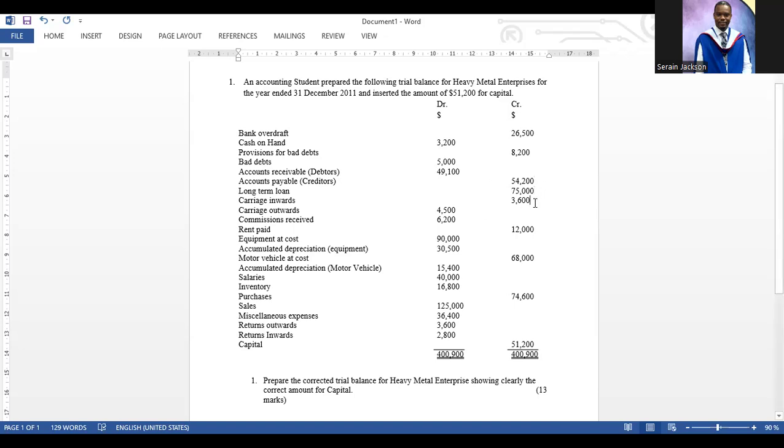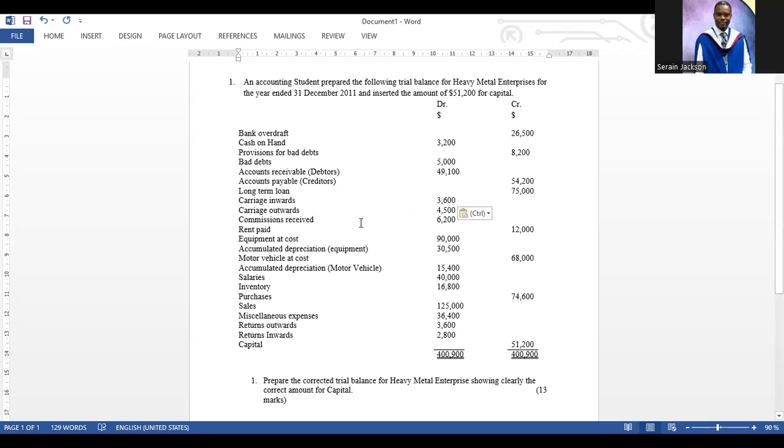Then we move to carriage inwards. Carriage inwards, this is an expense to the business, right? And all expense accounts carry debit balances. So if you look, they have it on the credit side here. It should not be on the credit side, right? So let's move it. Put it on the debit side. Carriage outwards is also an expense, right? Carriage inwards is you paying money to carry your goods to your business, and carriage outwards is when you are paying money to carry the goods out to your customers. That is also an expense.